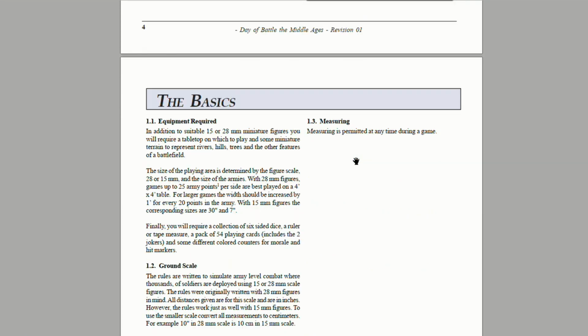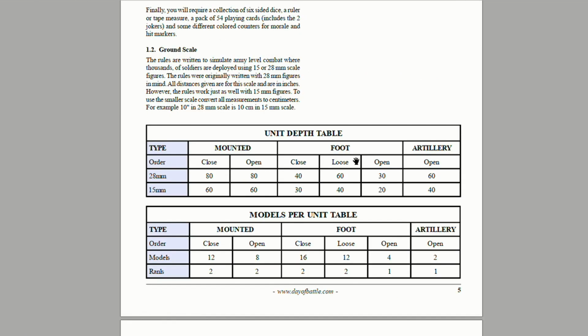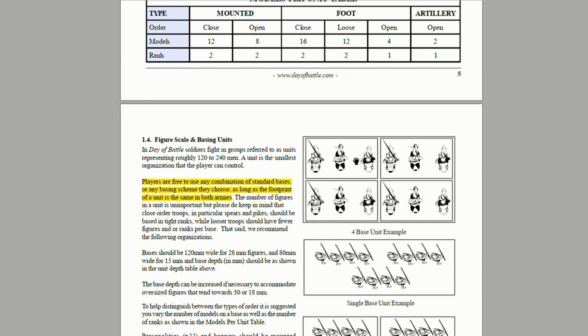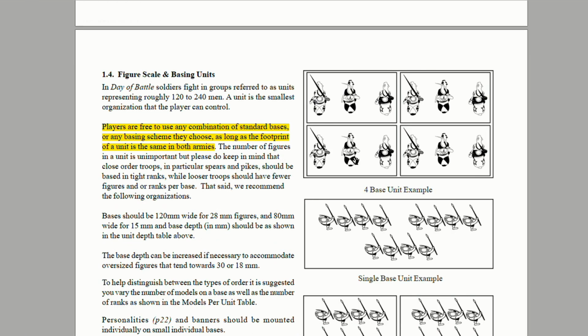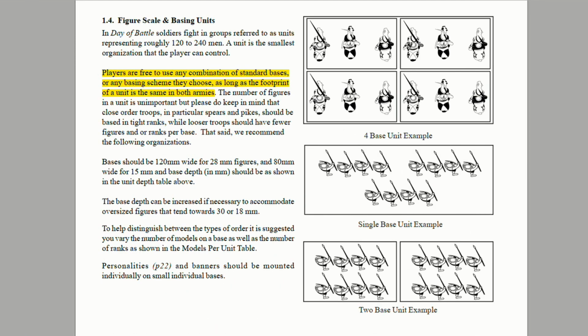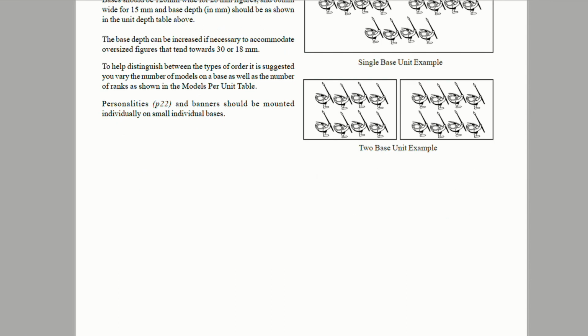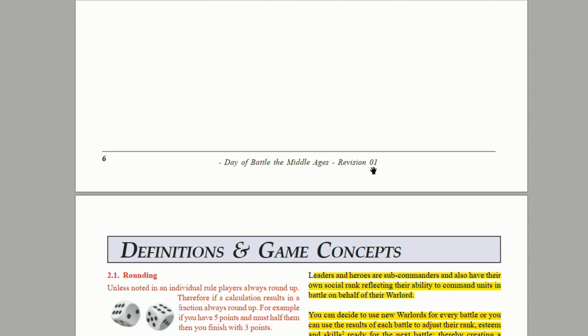So here you have the basics. Going quickly over unit depth and models per unit, the rules are very flexible. You can see from the graphics, as long as the base width is 120 mm for 28 mm miniatures, Impetus based almost, and 80 mm for 15 mm, you can have any combination, and the graphics show it perfectly.